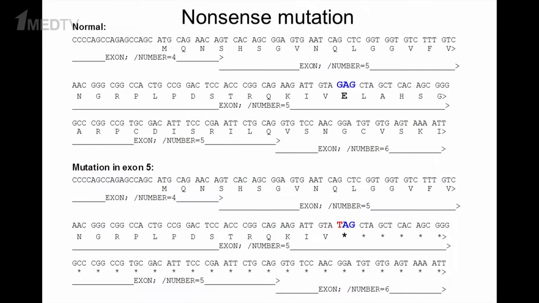What a nonsense mutation does, so in blue, up here, with the E there, so that's what normal PAX6 looks like. If there's a change in this letter, G to T, it creates a new word that says stop. This is a nonsense mutation. This will occur in 2/3 of all people with aniridia.